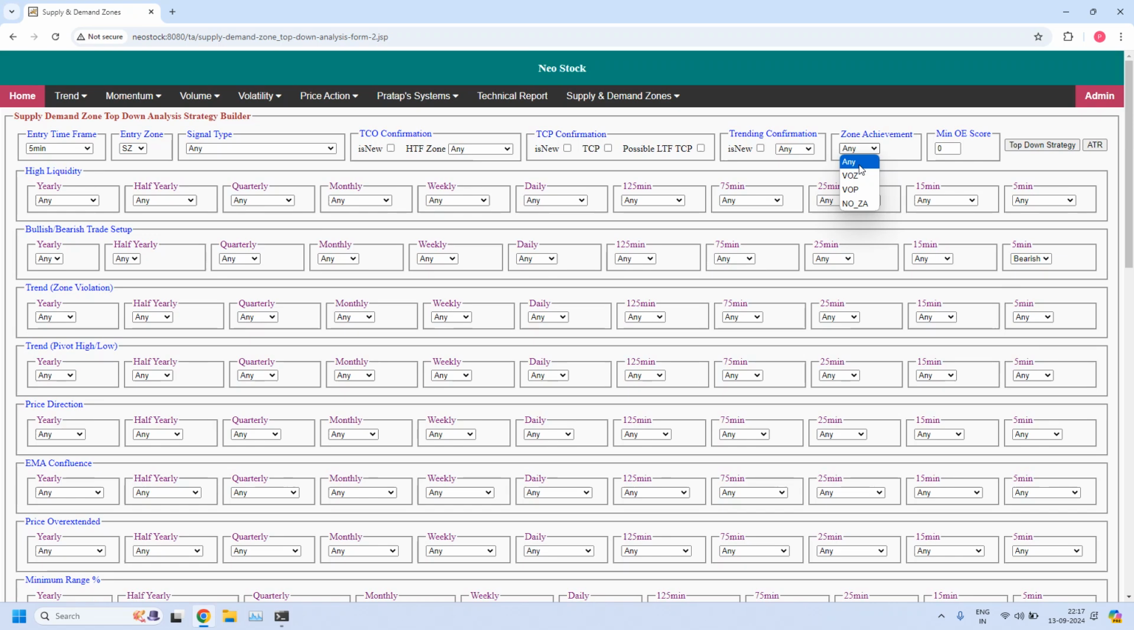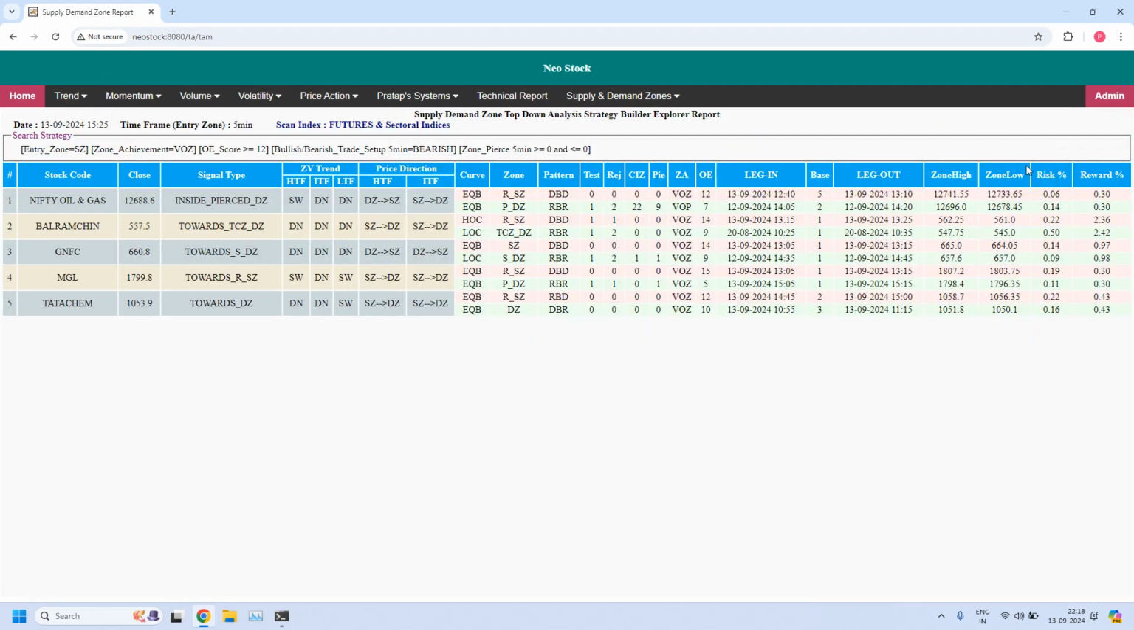And zone achievement is violated opposing zone. Minimum odd enhancer score is 12. All the 3 filters are applied to the 5 minute supply zone. Let's verify. 5 stocks are filtered. These 5 stocks are supporting a bearish trade setup for hourly income trade.